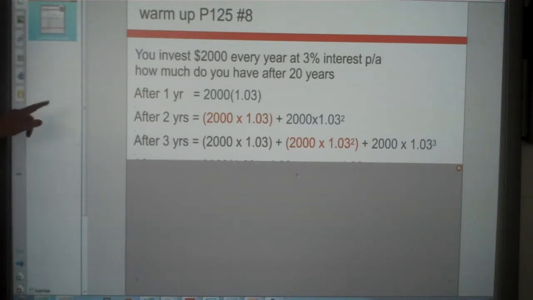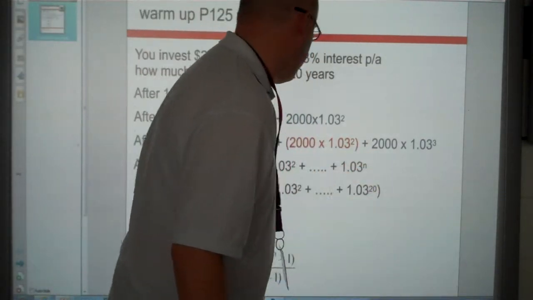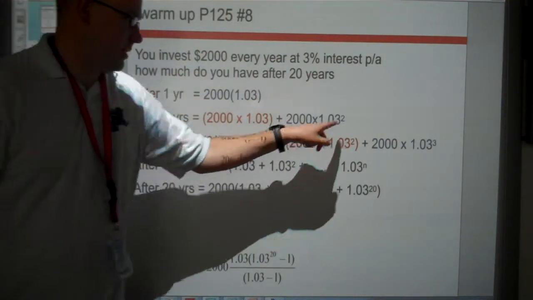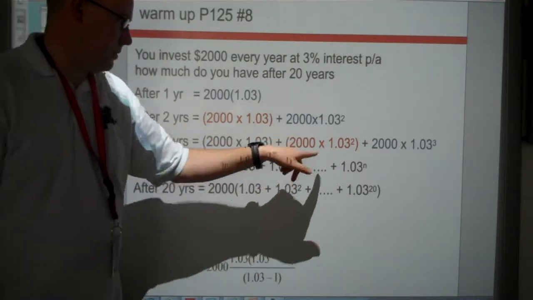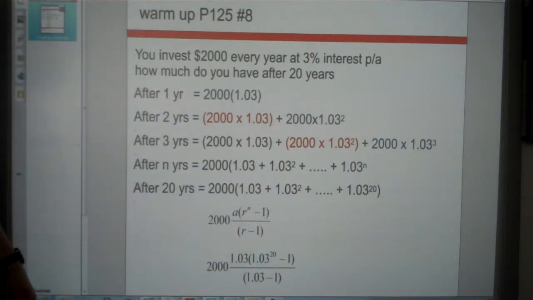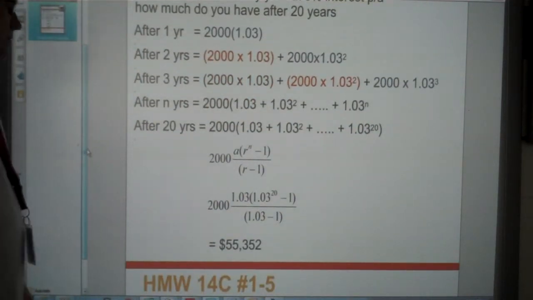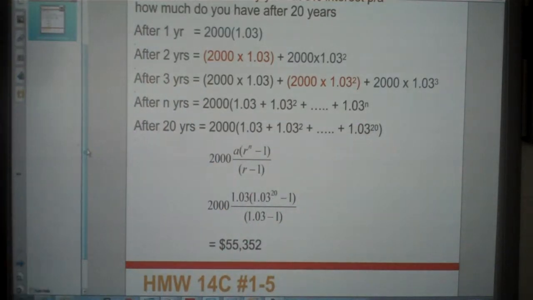And we can start to see a pattern developing for this as well. So I'm going to get rid of all of this now. And after n years, notice also there's a common factor of 2,000 here as well. We have the ratio squared, all the way up to the ratio to the power of n, where n is the number of years. Now, with that being true, after 20 years, that means that this would be the question that I'm actually looking at.